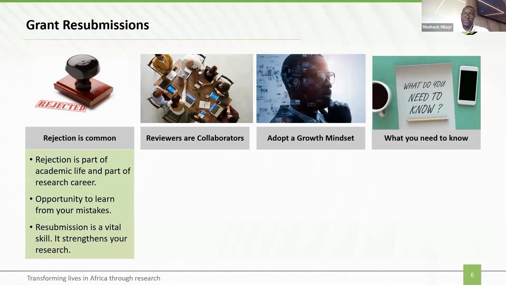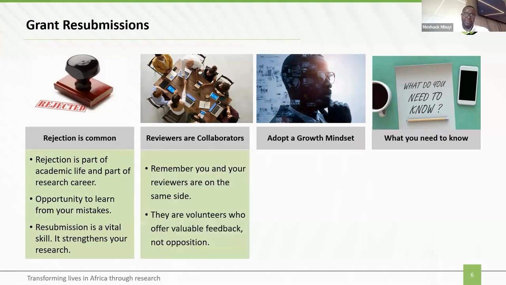Rejection is also an opportunity for you to learn from your mistakes. Resubmission in and of itself is a vital skill because it will strengthen your research eventually. We also need to understand that the reviewers who review your grant applications are actually collaborators. They are on the same side as you.